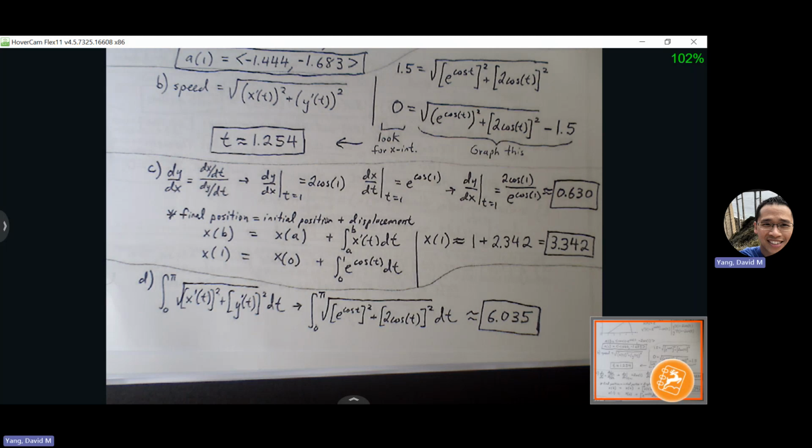Position 1, 0. So we have to find out the x value. But this is still in terms of t though. Yeah, let me think about that.